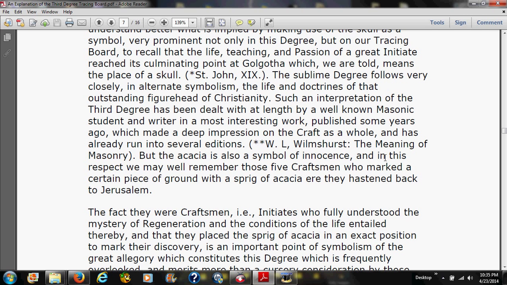Oh, sorry. He keeps... In parentheses are all these references. And every once in a while I accidentally keep reading right into the reference.